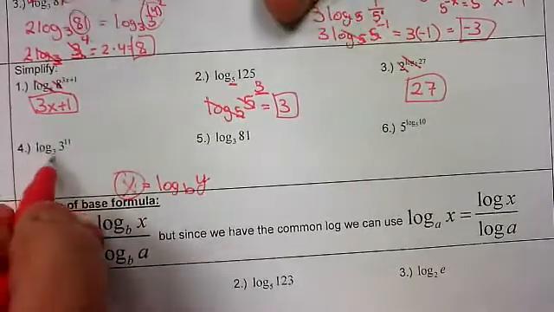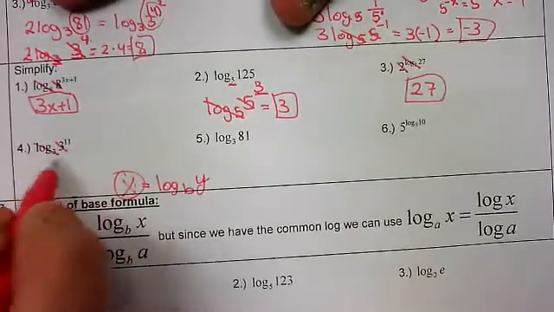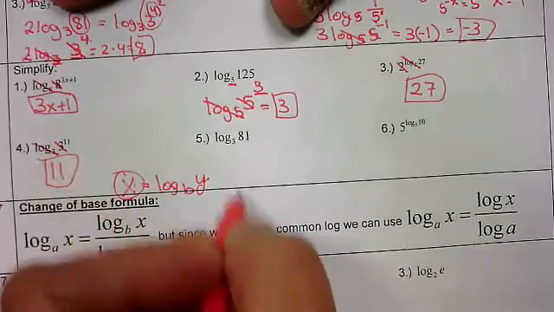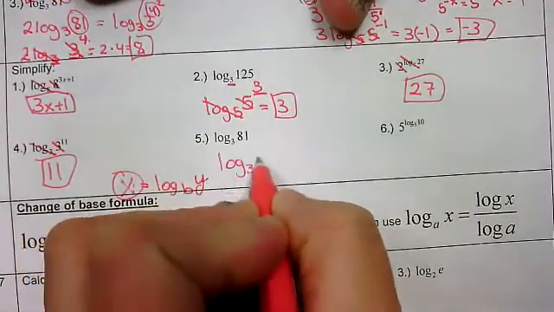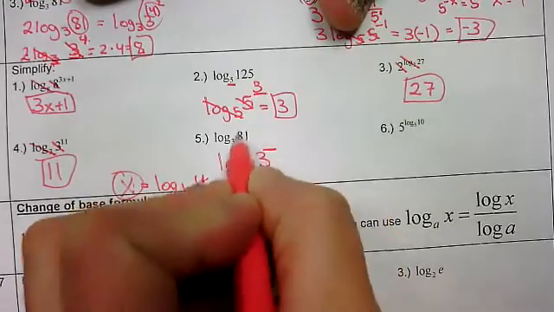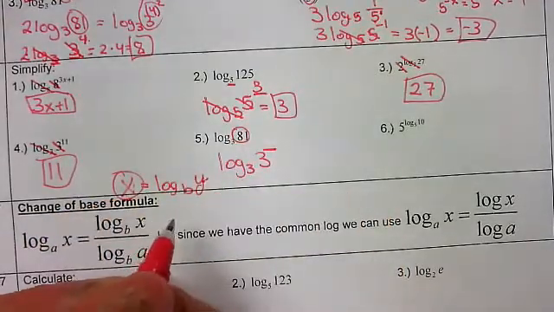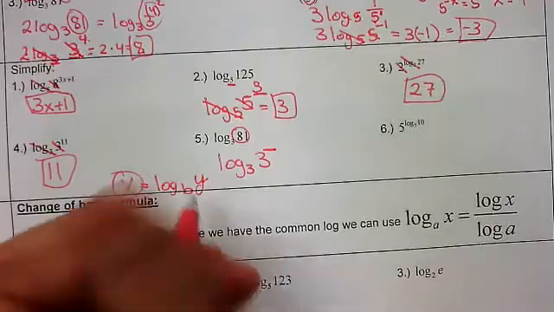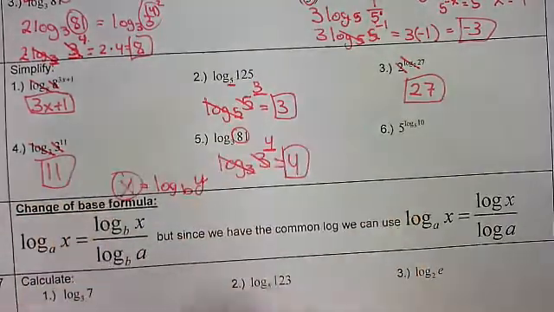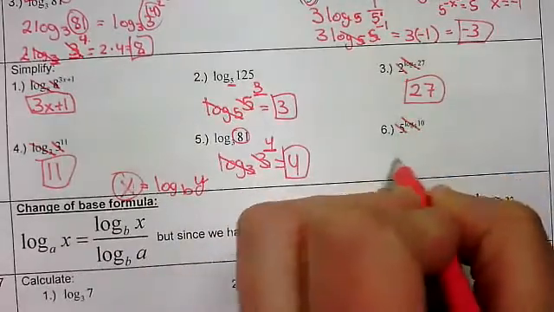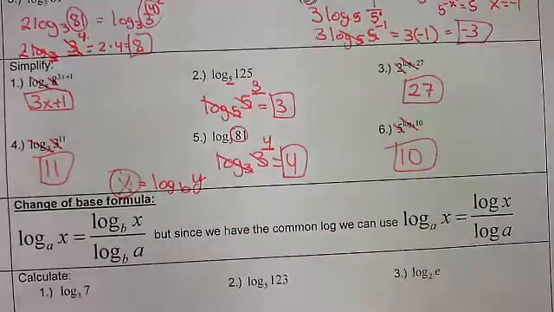So let's continue canceling. So log base 3 and the 3 cancel, and I'm left with 11. Okay, well, this one is log base 3, so I need a 3 to some power to get 81. Okay. And I know that that is 3 to the 4th power, so those are going to cancel, and I'm left with 4. Okay. And then my 5 and my log base 5 cancel, and I'm left with 10.